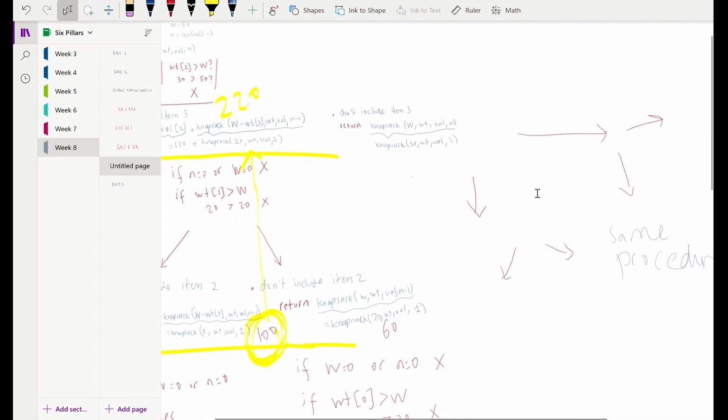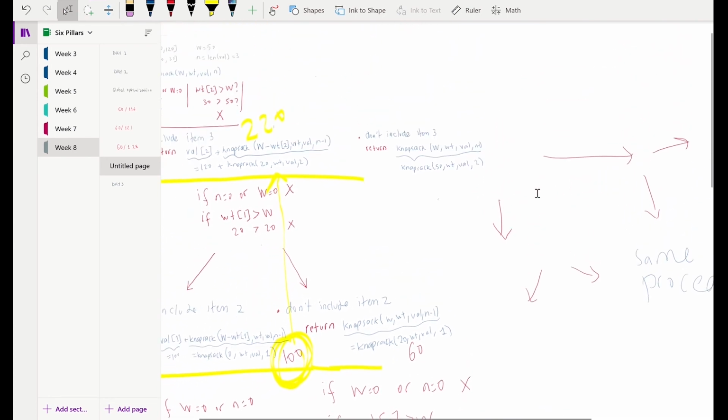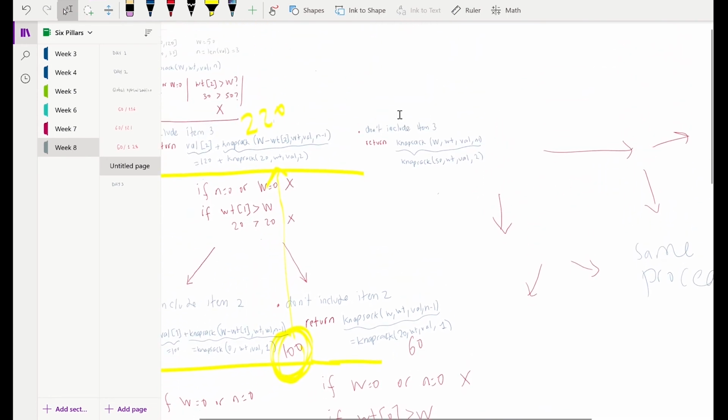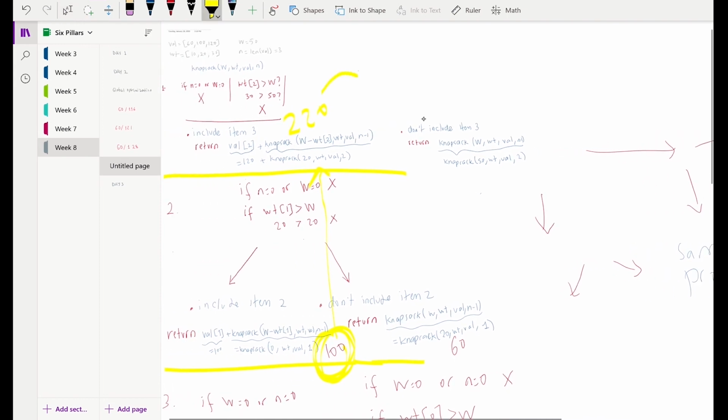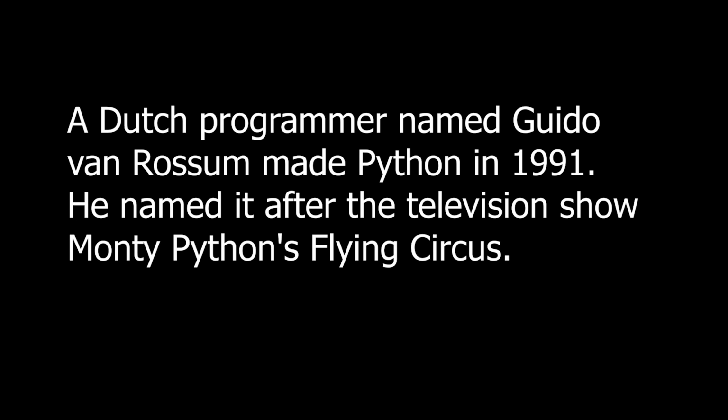We will follow the same procedure here, and we will see what is the cost for not including item 2. And here, the maximum of these values will rise up there. And this is going to be our optimal solution.